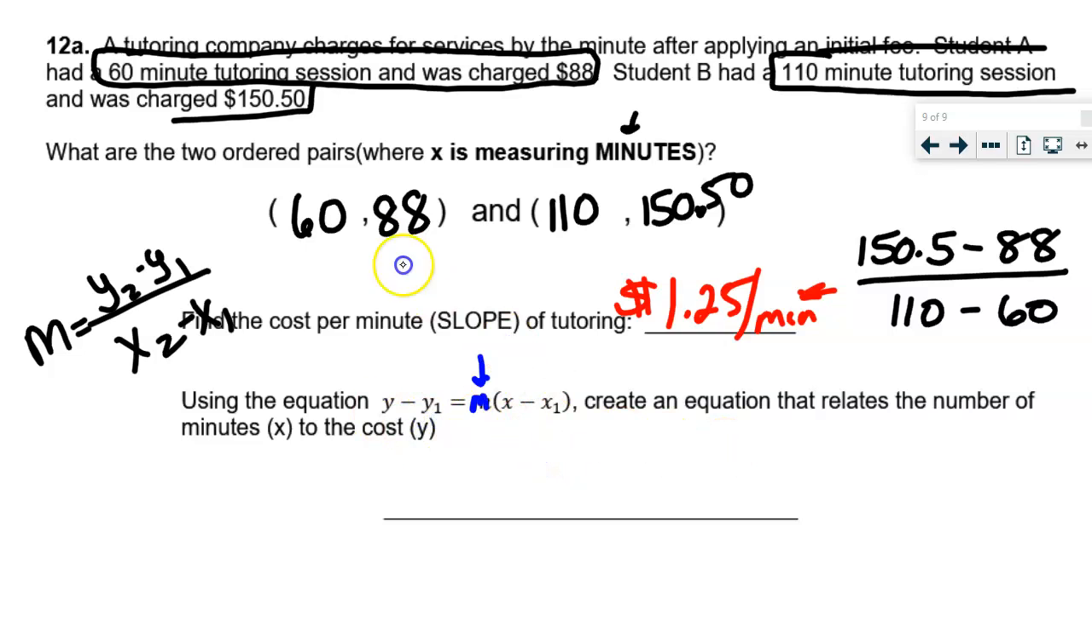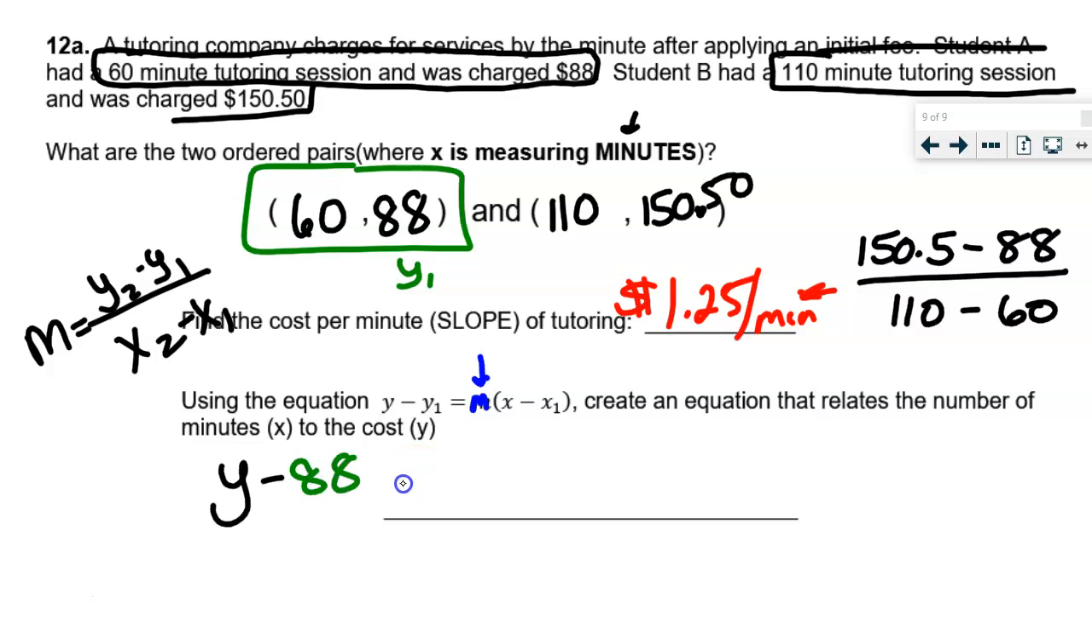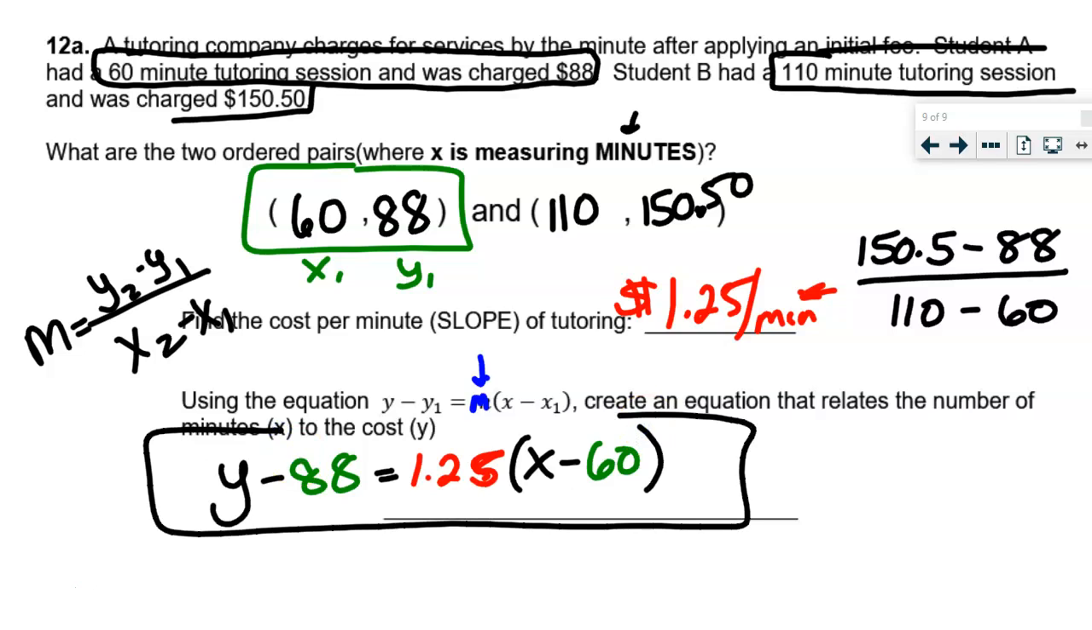You got to pick your favorite ordered pair. So for me, I like this ordered pair the best. And just plug it in. So y minus the y coordinate from your ordered pair would be this guy, 88, equals the slope you just found, which was $1.25. Gosh, I have a hard time writing today. And then x minus the x coordinate, again from your ordered pair, so minus 60. And it doesn't say to do anything with your equation, so if I was you, I would just leave it like this.